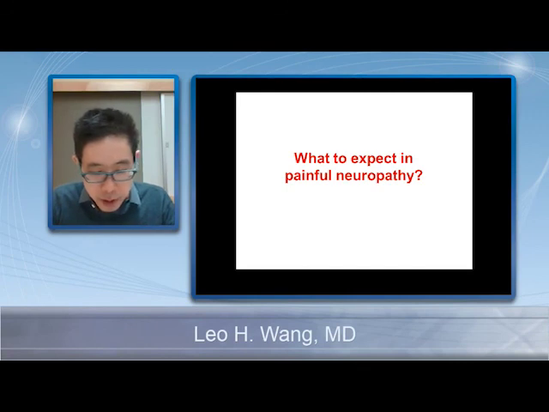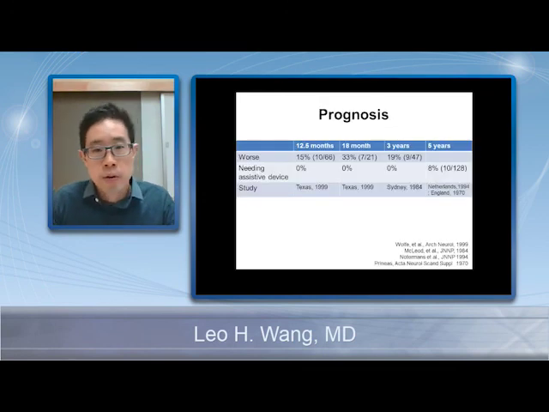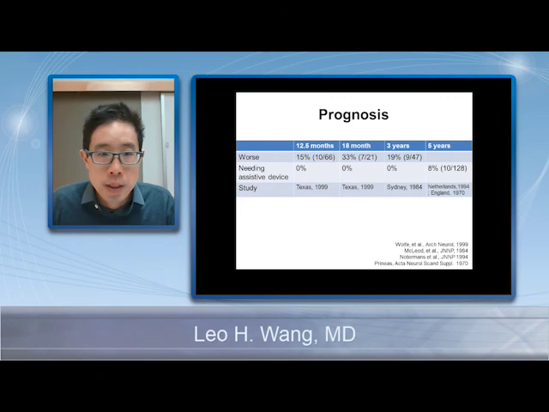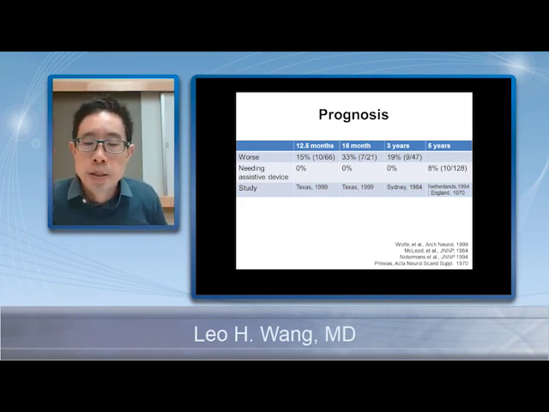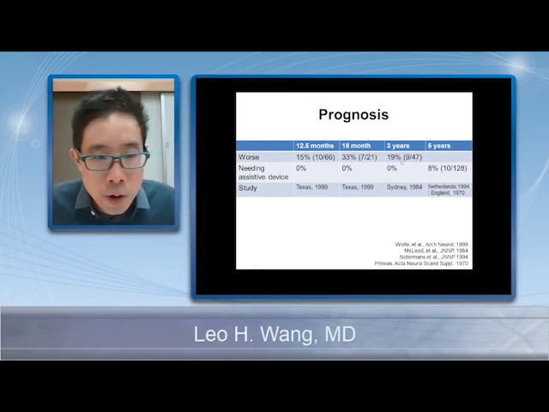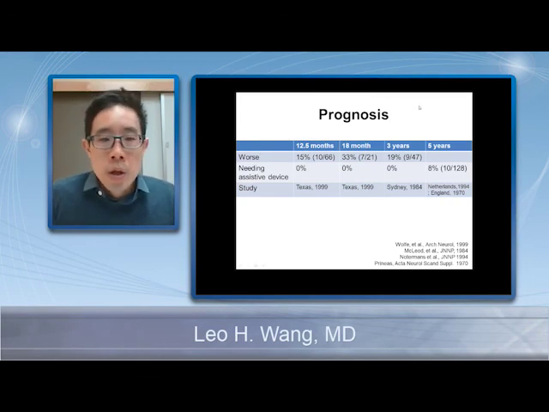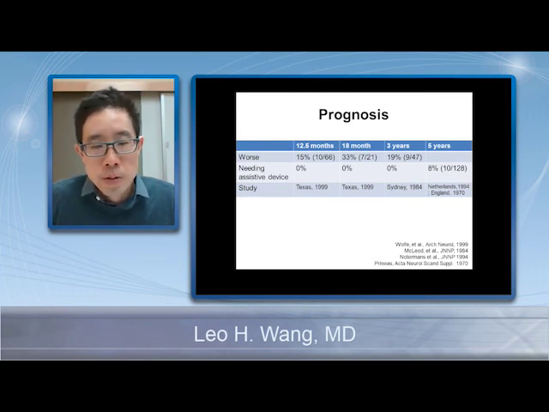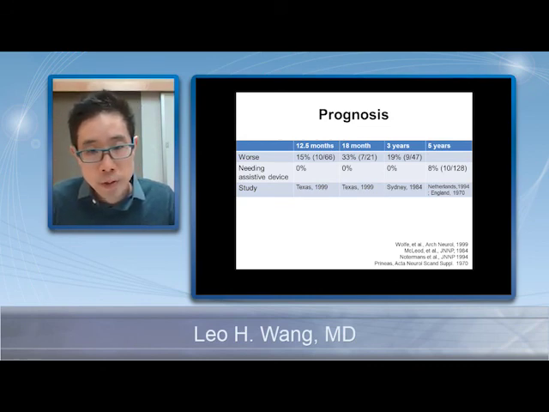What to expect in painful neuropathy: looking at the prognosis of these painful neuropathies over time. There have been studies that looked at 12 and a half months, 18 months, 3 years, and 5 years in various different places, in the United States, Australia, as well as Europe. You can see that they do tend to worsen a little bit over time. It worsens and increases about 15% to 33% by 18 months, and this worsening is in terms of symptom expansion as well as worsening of the intensity of symptoms.